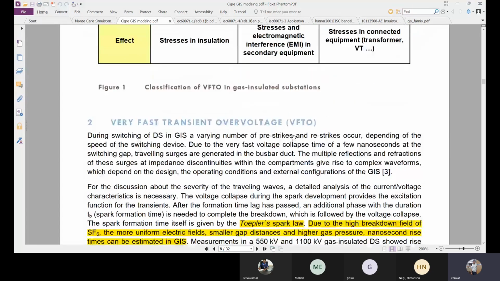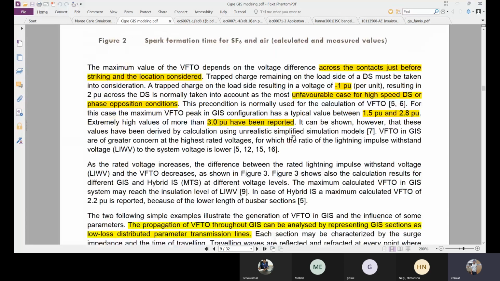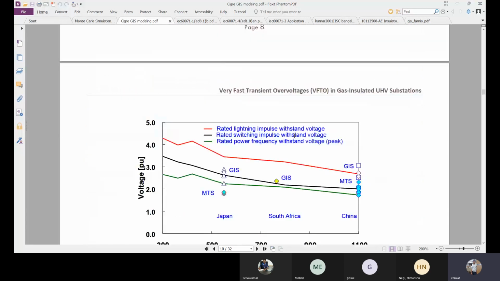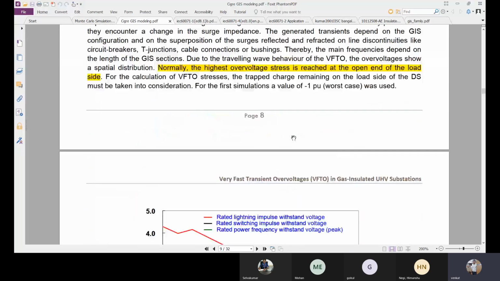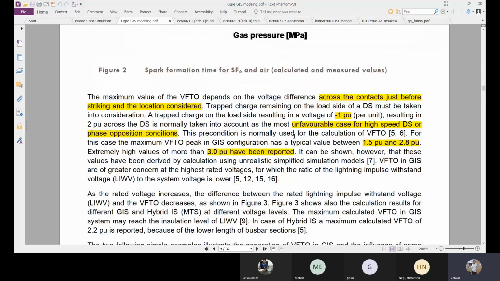The other part we have to see, for the basic knowledge about this VFTO, is how we will be simulating the cases. We should know that. What generally happens is when we are not closing the disconnector. Let us say, just a minute.